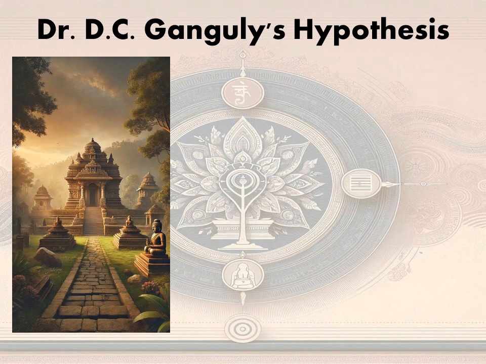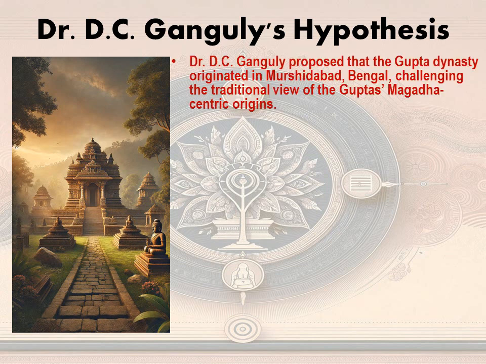Dr. D.C. Ganguly's hypothesis. D.C. Ganguly, the eminent historian, proposed that the Gupta dynasty originated in Murshidabad in Bengal, challenging the traditional view of a Magadha-centric origin. So, there was the traditional view that the Guptas originated from the Mahajanapada of Magadha, but Dr. D.C. Ganguly challenged this theory and attributed the land of Murshidabad in Bengal to be the base where the Gupta dynasty was founded.